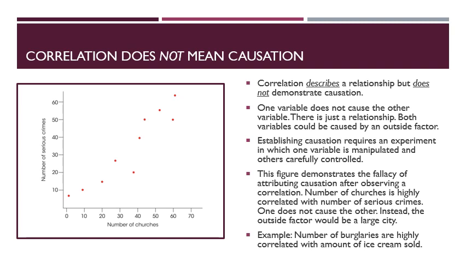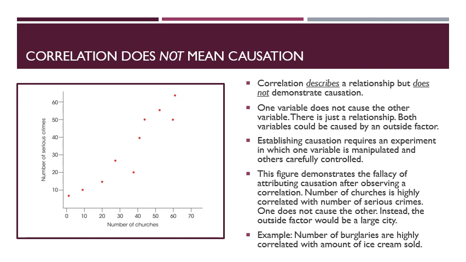So in correlation, let's look at this example over here. The number of churches is highly correlated with the number of serious crimes. You can see the more churches a city has, the more crimes the city has. However, that doesn't mean that more churches cause more crimes. It doesn't mean that more crimes cause more churches. Instead, you could look at an outside factor, which would be the fact that it is a large city. In a large city, there are more crimes and there are more churches. Small city, fewer crimes, fewer churches. So correlation does not mean causation.